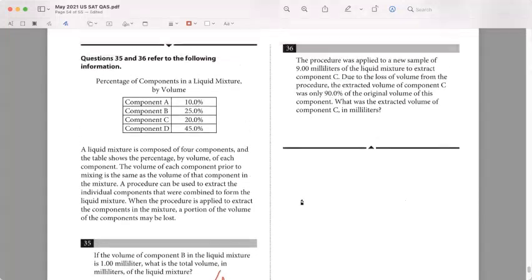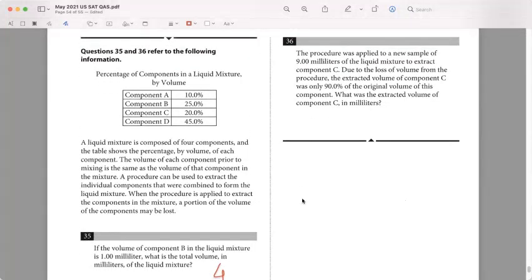Okay. Now the procedure was applied to a new sample of 9 milliliters of the liquid mixture to extract component C. Due to the loss of volume from the procedure, the extracted volume of component C was only 90% of the original volume of this component. What was the extracted volume?